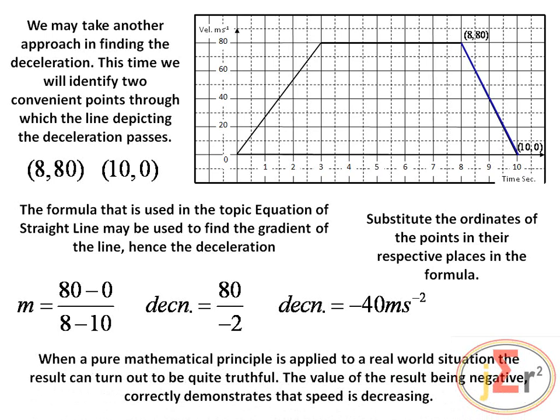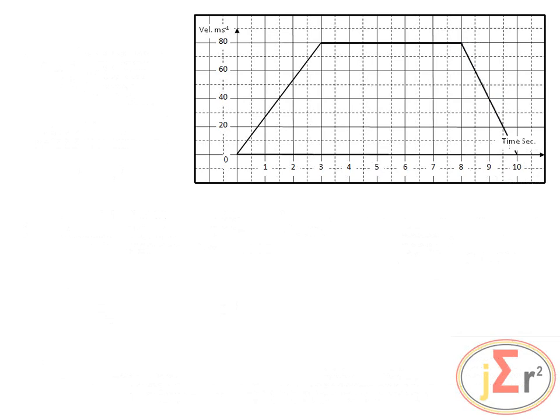When a pure mathematical principle is applied to a real-world situation, the result can turn out to be quite truthful. The value of the result being negative correctly demonstrates that the speed is decreasing. That is correct.